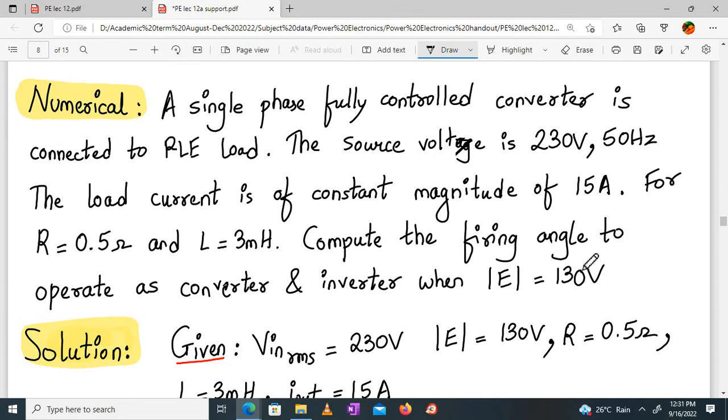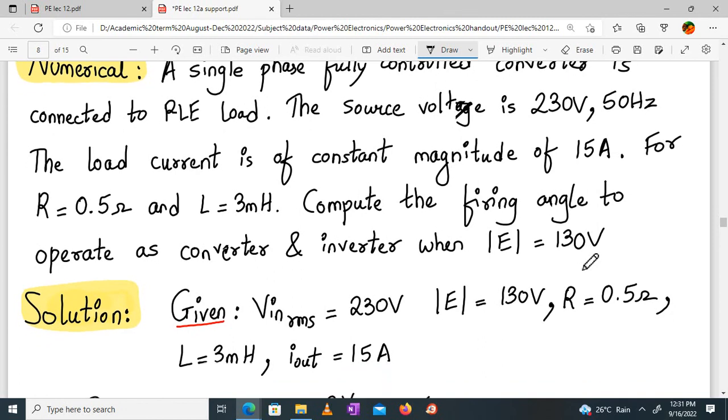So we have to calculate. We know alpha less than 90, it will work as a converter. Alpha greater than 90, it will work as an inverter. ये पूछ रहे exact बताओ. Under these conditions, tell me exactly what is alpha. समझ गया? बहुत easy है ये. It's not at all hard.